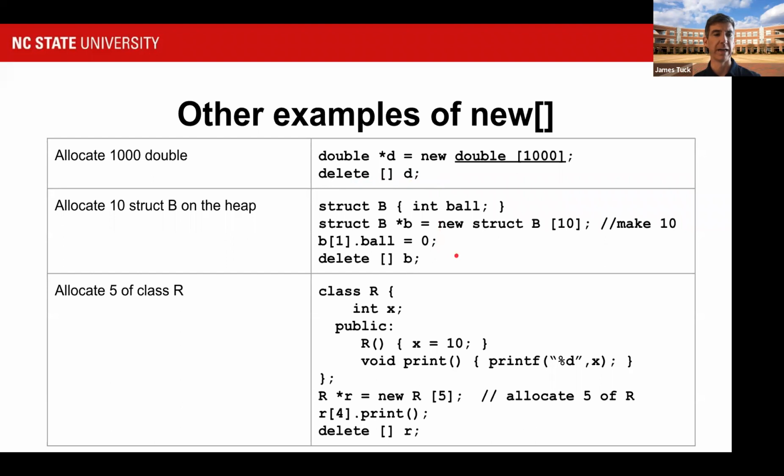Okay, if I wanted to allocate 10 structs of struct B, then I would say new struct B array of length 10, right, with 10 in brackets at the end. And then when I wanted to delete that array, I would say delete array B. Now, an interesting thing here is since B is now pointing to an array, when I want to access one member of that array, I can use array notation and say B 1, and then access the ball field and set it to 0. And this would just set index 1 of this array's ball field to be 0.